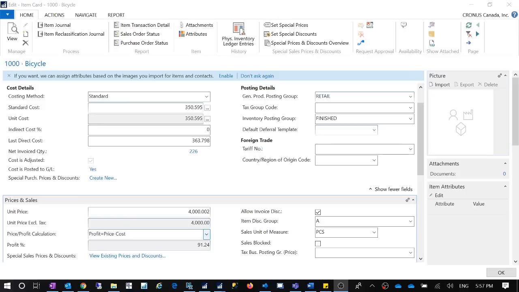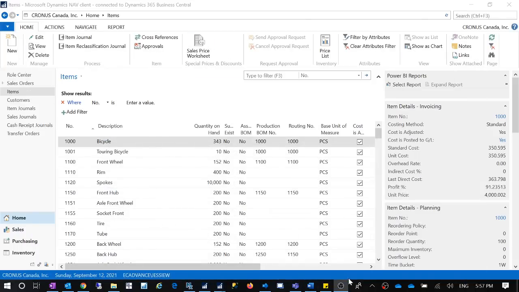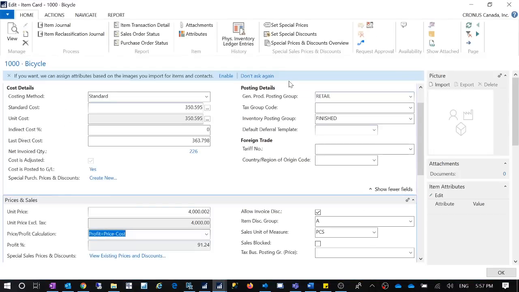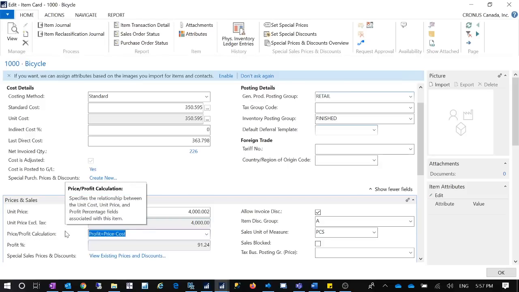So if you open your item card, and because I'm on Business Central version 14, which is a spring release from last year, if you have a different Dynamics NAV version or Business Central version, you may see the field located under a different tab. But on my version, this field is located under the Prices and Sales FastTab. And this field is called Price/Profit Calculation.